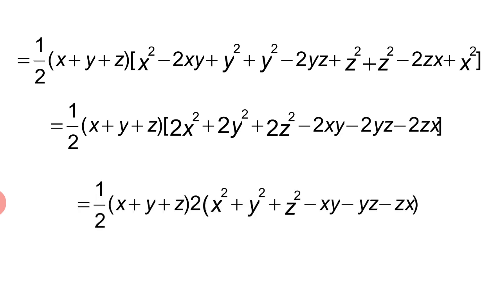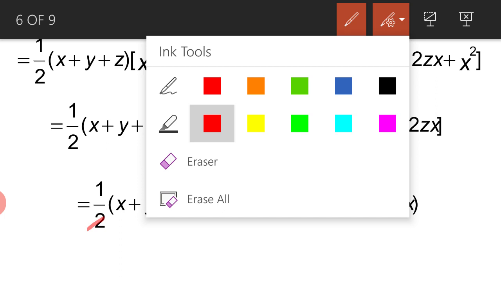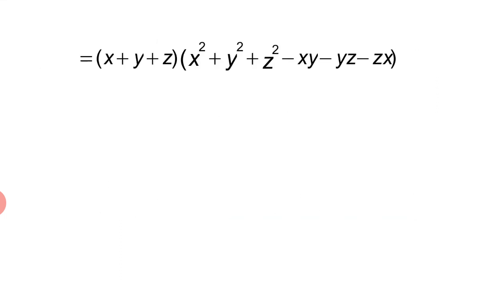Can we take 2 common? So we have taken 2 common. So half into x plus y plus z into 2 into x square plus y square plus z square minus xy minus yz minus zx. 2 will cancel each other, isn't it? This 2 and 2 will cancel each other. So what is left? It is x plus y plus z into x square plus y square plus z square minus xy minus yz minus zx.